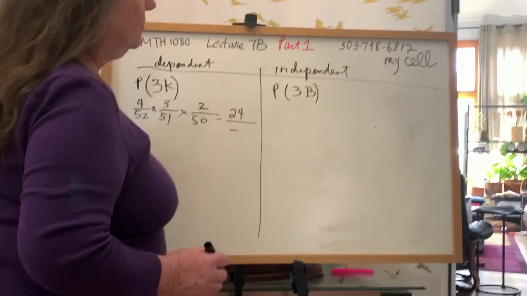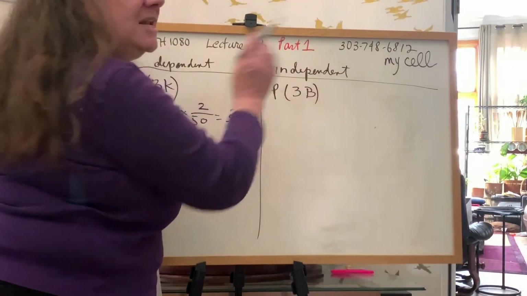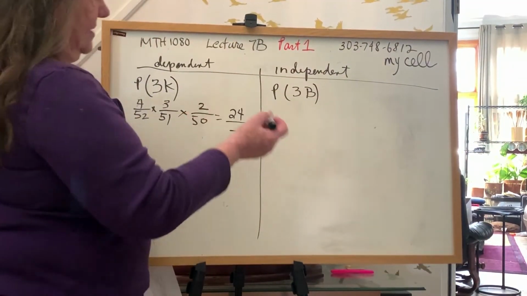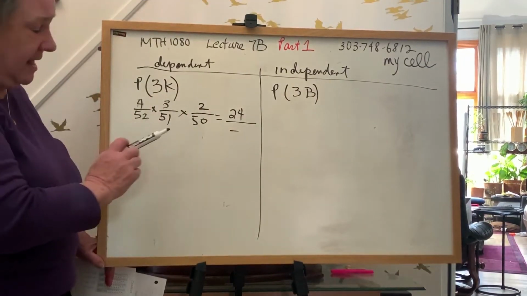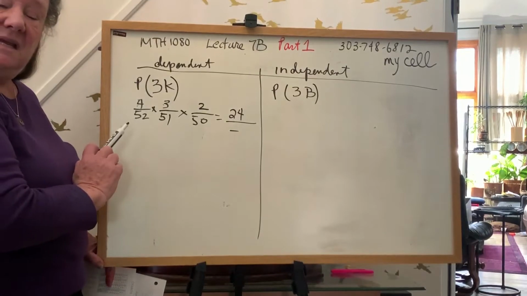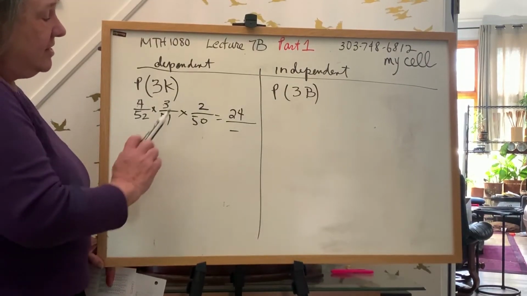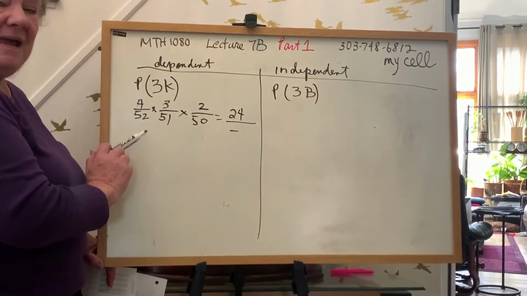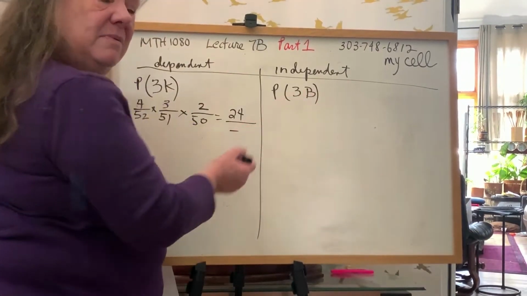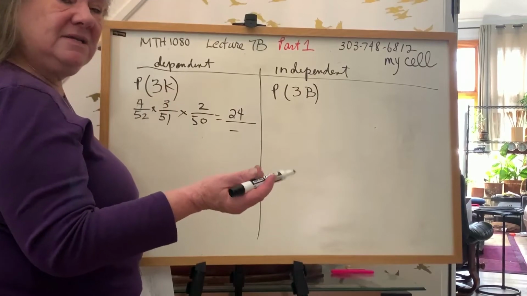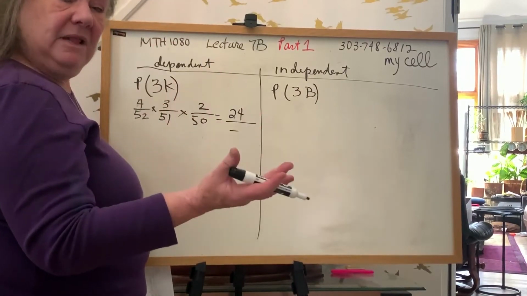The second event would be independent, whereas this, you notice these denominators went down. That's because the second event is dependent on the first, and the third event is dependent on the second, is dependent on the first. Well, over here, what's the probability of having 3 boys in a family?